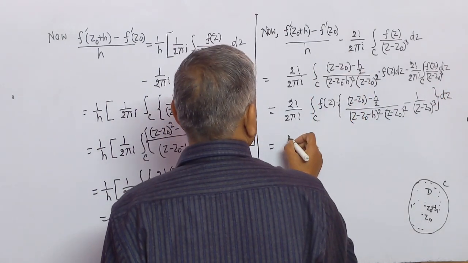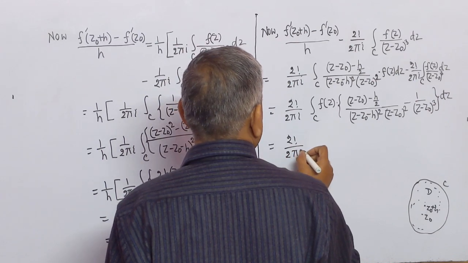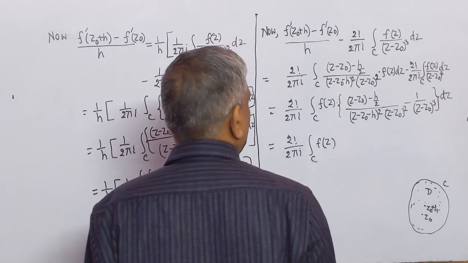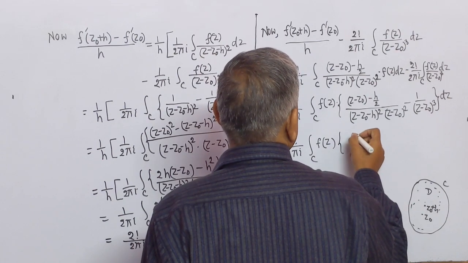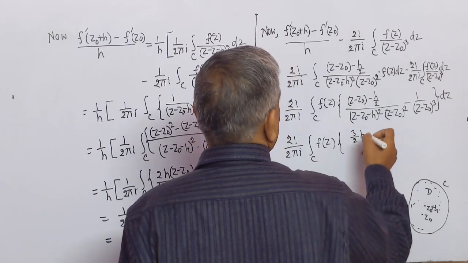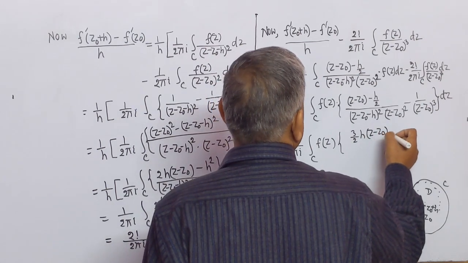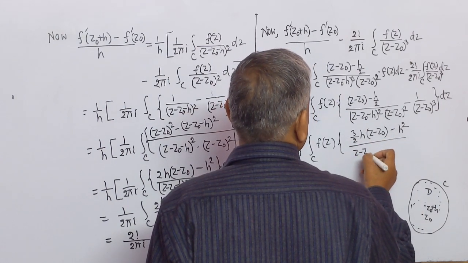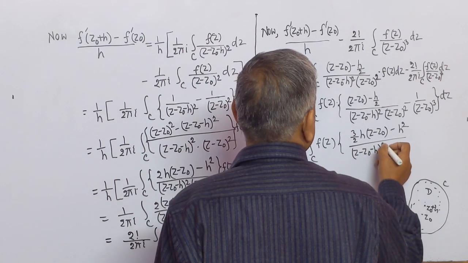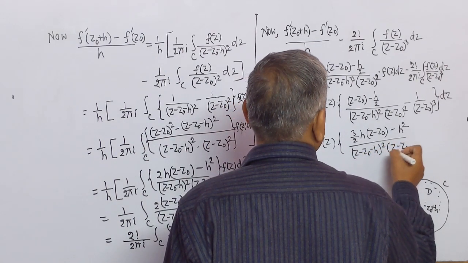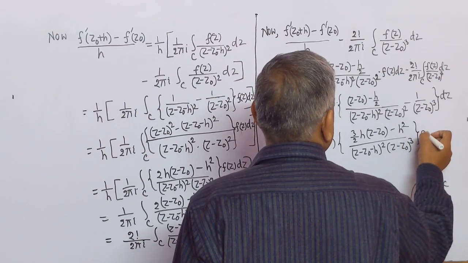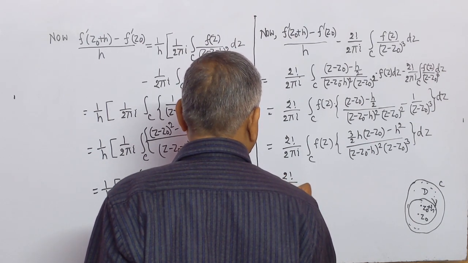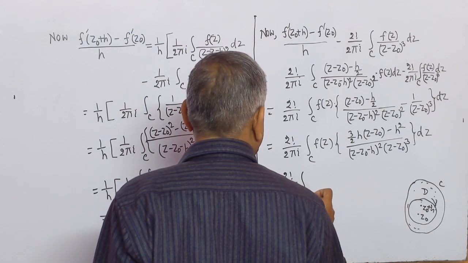This is equal to (2 factorial)/(2πi) integration along the curve C of f(z), and the value of this is [3/2 (z − z0) − h] / [(z − z0 − h)² (z − z0)³] dz, equal to (2 factorial)/(2πi) integration along the curve C.